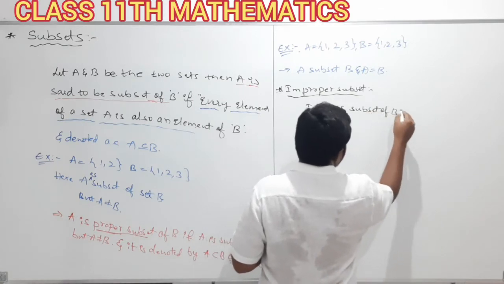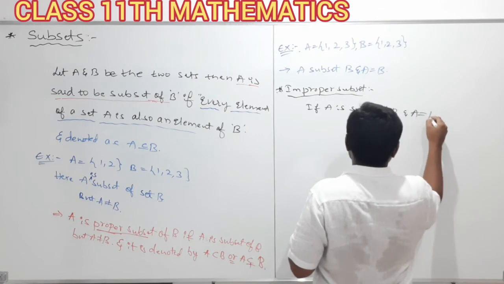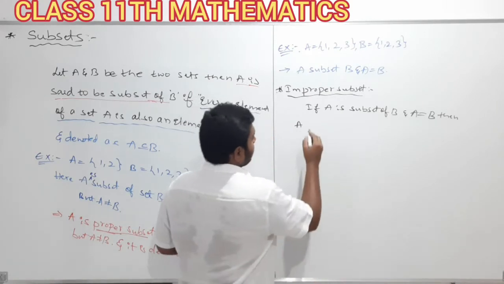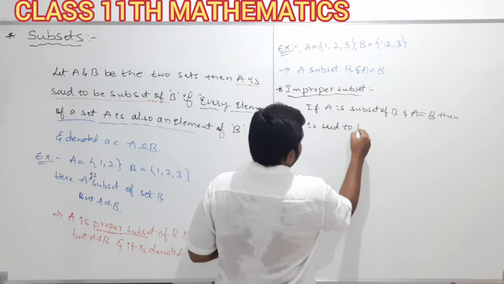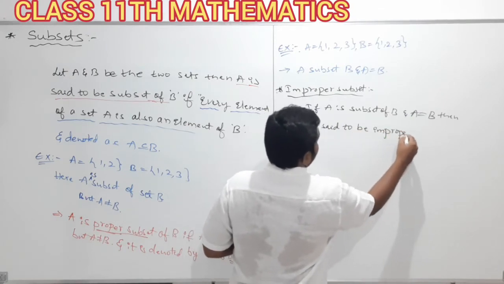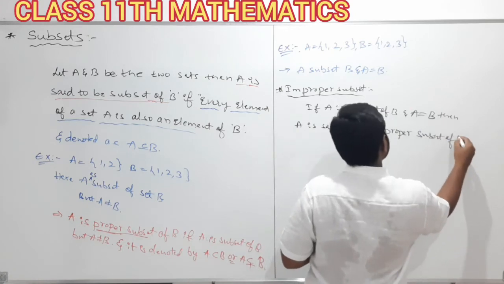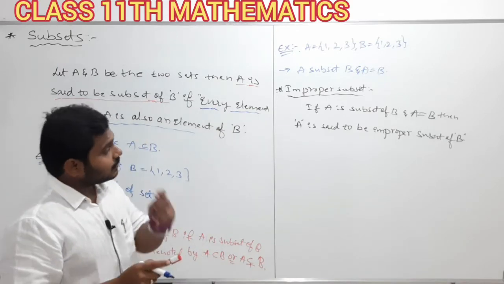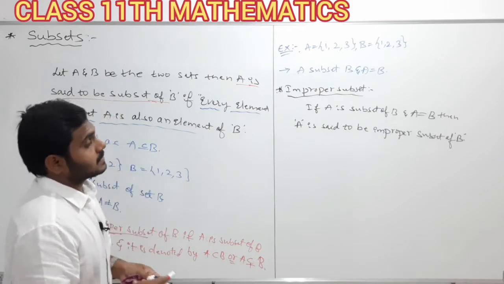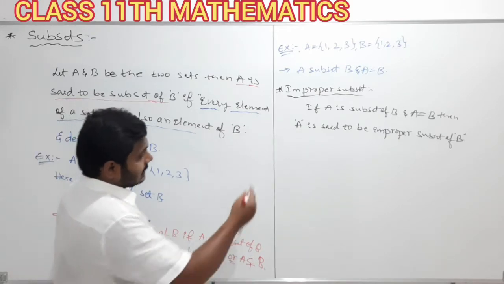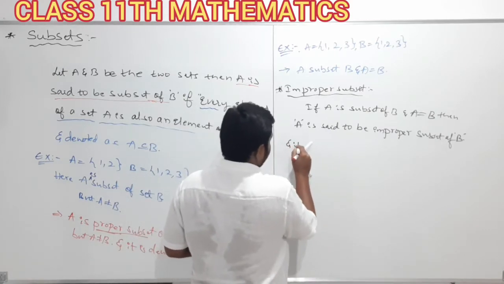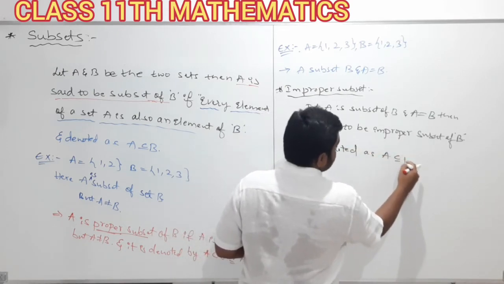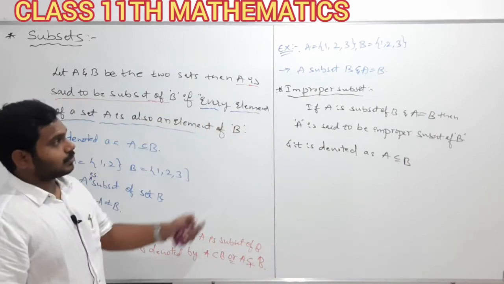If A is a subset of B and A is equal to B, then A is said to be an improper subset of B. So my dear students, if A is a subset of B and A is equal to B, then A is said to be an improper subset of B. Clear? Usually we denote it with a symbol, and it is denoted like this. This symbol we are going to use for improper subsets, my dear students.